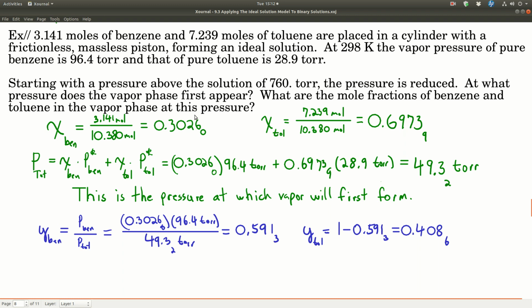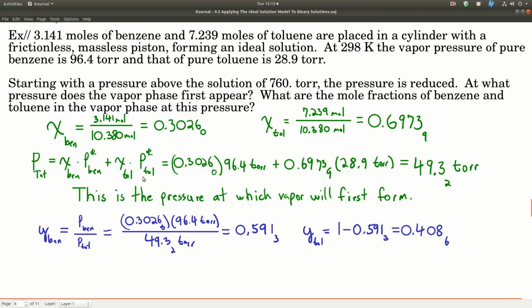So all we do is calculate the mole fraction in the liquid phase, which is what we're starting with: moles of benzene over the sum of the two moles, 3.14 plus 7.239. And we get the mole fraction for benzene in the liquid phase, and the mole fraction for toluene in the liquid phase being this. We could have done 1 minus this and got the same thing. Total pressure at that point is going to be the partial pressure of benzene, which is the mole fraction in the liquid phase times the vapor pressure of pure benzene, which is given right here.